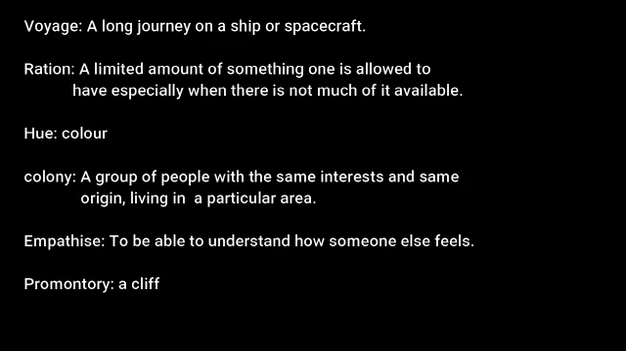Then we go to hue. Hue means color. Colony means a group of people with the same interests and same origin living in a particular area. To empathize. Empathize means to be able to understand how someone else feels. Then promontory means a cliff. So these are the words that I wanted you to know before we do the reading.